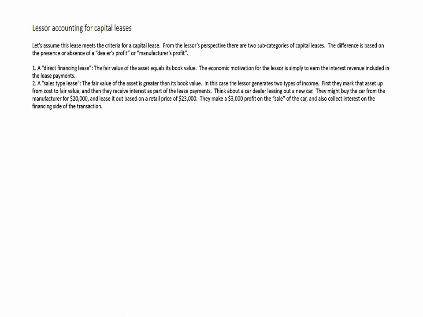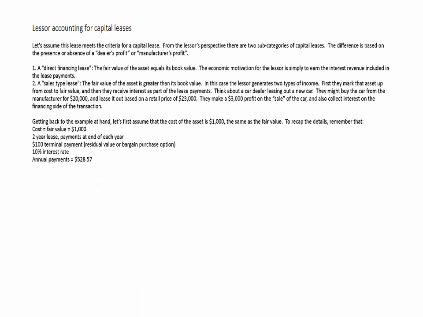So think of the example of a car dealer. The car dealer buys a new car from the manufacturer for $20,000. They lease it out based on a fair value or retail value of $24,000. So they make a $4,000 markup on the sale of the car, and then they also earn interest on the lease payments as the payments are made.